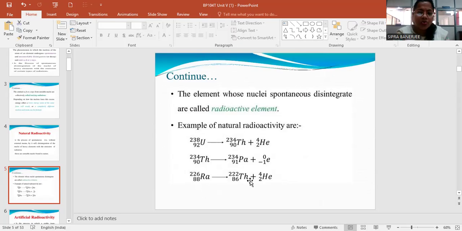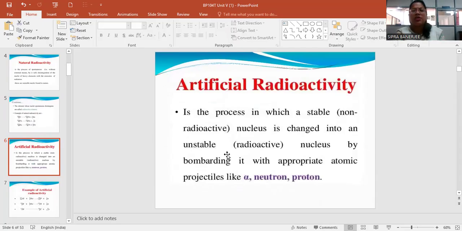Now from the radium, radon is released. This is one of the isotopes. So that's 88, 226 to 222. And as a result, one alpha particle or helium will be produced. So these are examples of natural radioactivity.